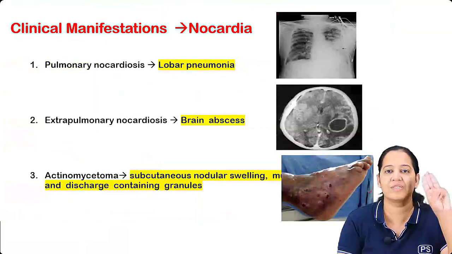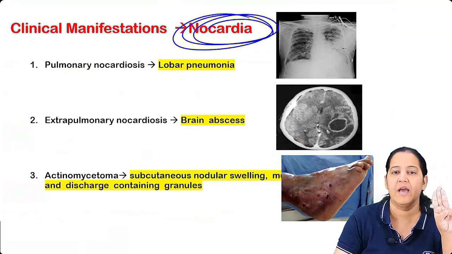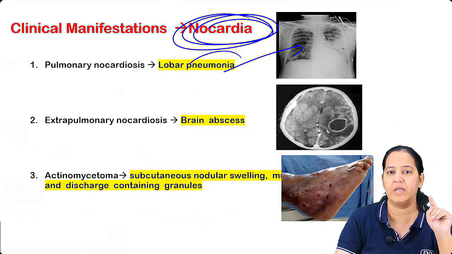But nocardia causes 3 diseases. Not 1, 3. Number 1, it involves the lung, causes pneumonia. Lobar pneumonia.